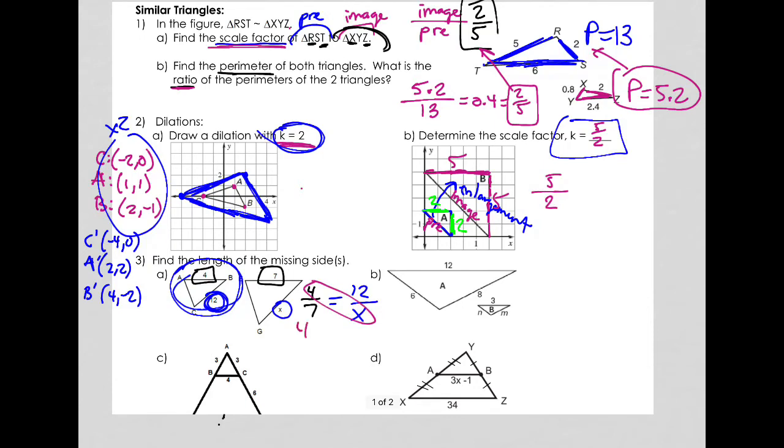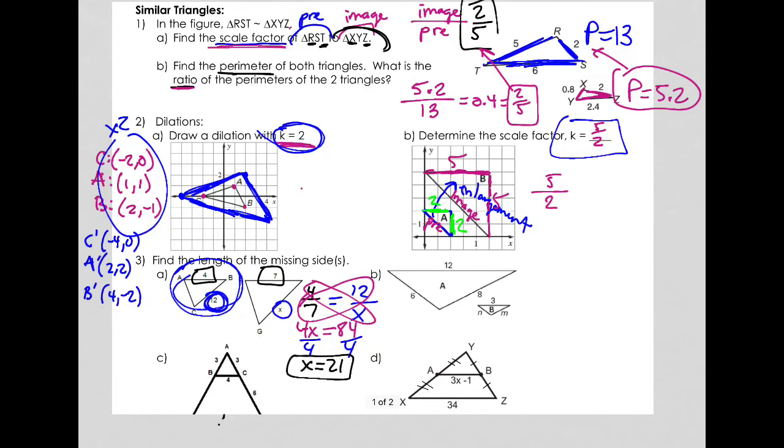So there I get 4x equal to 7 times 12, which is 84. And now I can divide both sides by 4, and we get 21. So x equals 21. All right, so now if it asked us to find the length of a side and there was an expression there, we'd have to plug it back in, which I'll show you on letter D.